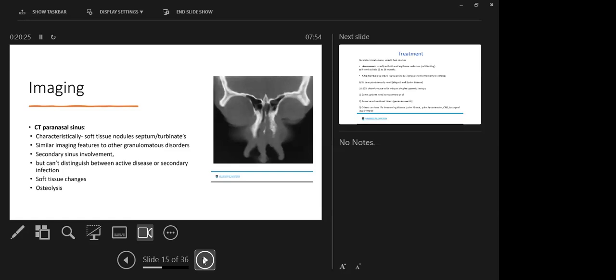And also, if you do a CT, you can't distinguish between active disease or just a secondary infection. You might see some soft tissue changes, and you can sometimes see osteolytic changes. As you can see in that snapshot of a CT image, there are some osteolytic changes and bony changes.